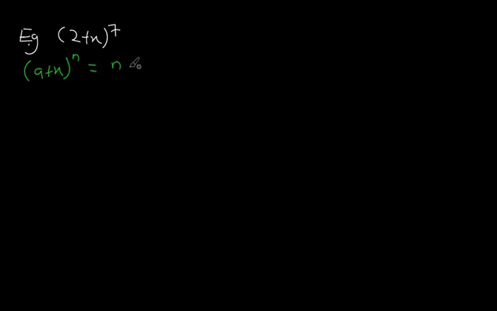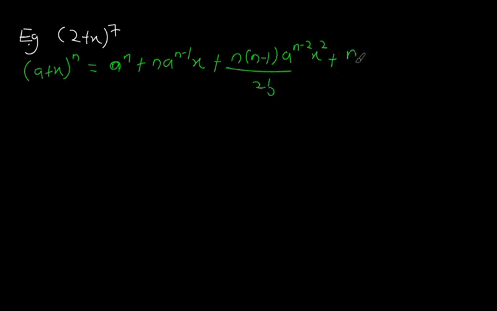So we have a to the power n, then plus n, a to the power n minus 1, x, plus n, n minus 1, a to the power n minus 2, x squared, divided by 2 factorial, plus then this will increase, n, n minus 1, n minus 2, a to the power n minus 3, x cube, all over 3 factorial, plus, and it continues that way till you end up with a power of 7, okay? Alright, so having this general expansion, we can go straight away and expand and get our answer.